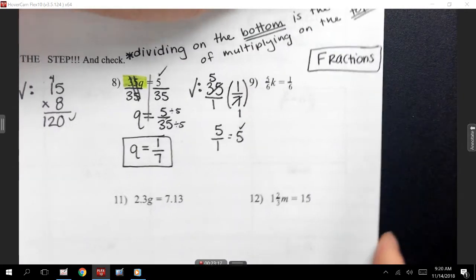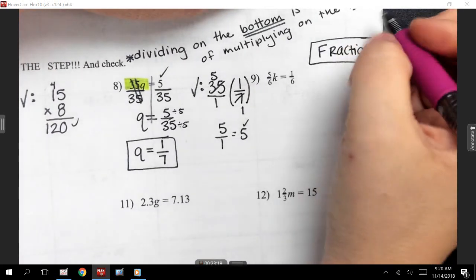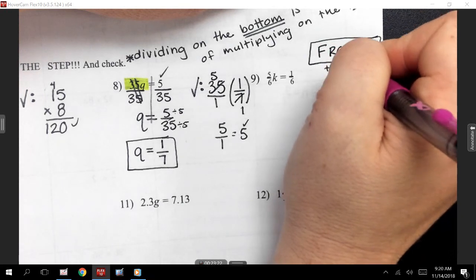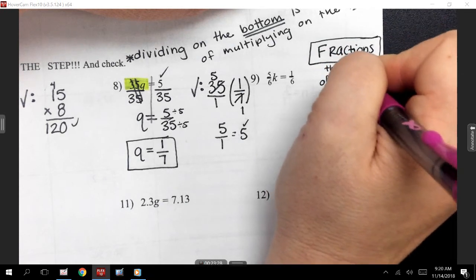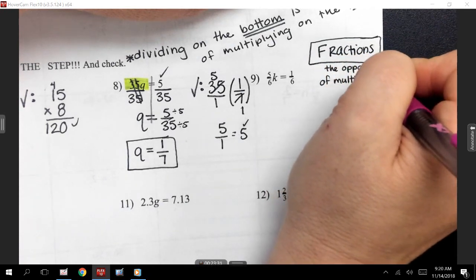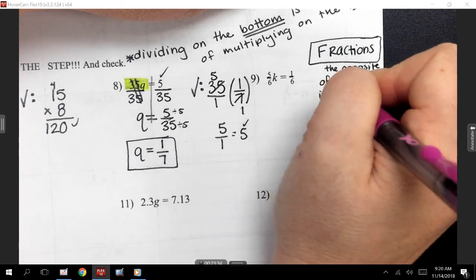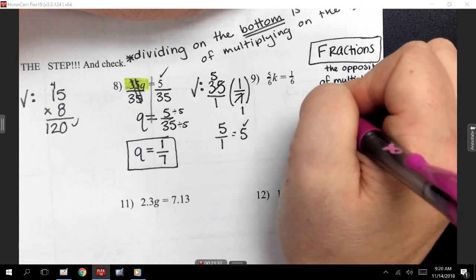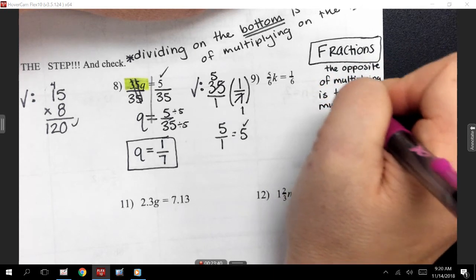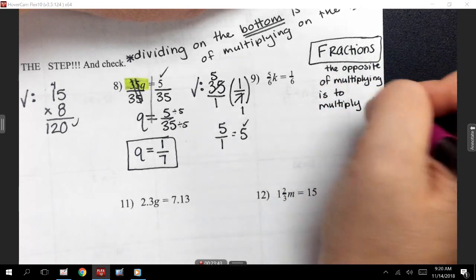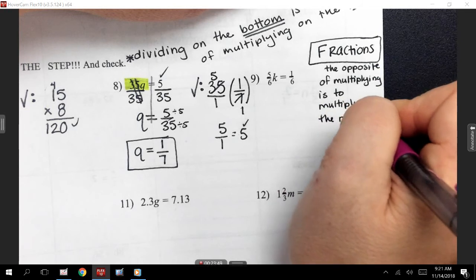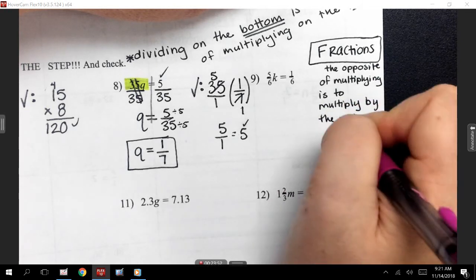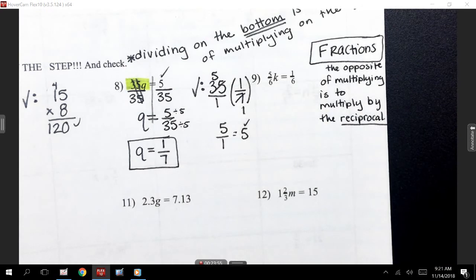Oh, better? Okay, good. All right, for fractions, the opposite of multiplying is to multiply, which I know sounds funny. The opposite of multiplying is to multiply, but we're going to multiply by the reciprocal. Reciprocal, that's an old vocabulary word. All right? The opposite of multiplying is to multiply by the reciprocal.